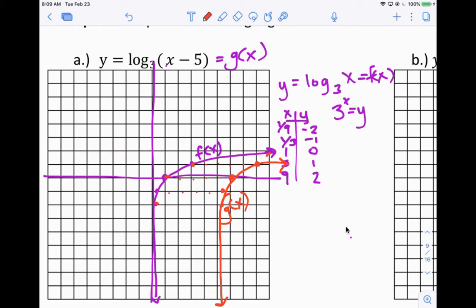If you're doing it on the computer, you feel free to plot your parent function, then actually drag and drop those points 5 units to the right. If you feel like you don't want to draw the parent function just 5 units to the right, that's fine too. But it's very easy to just drag it over 5 as well.